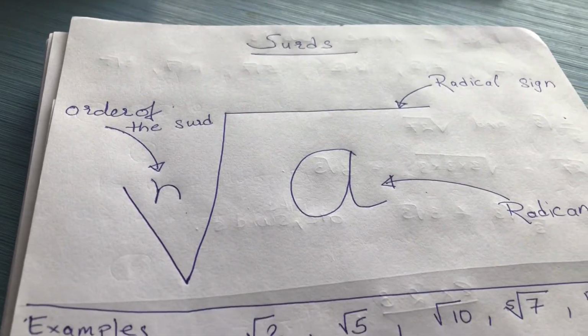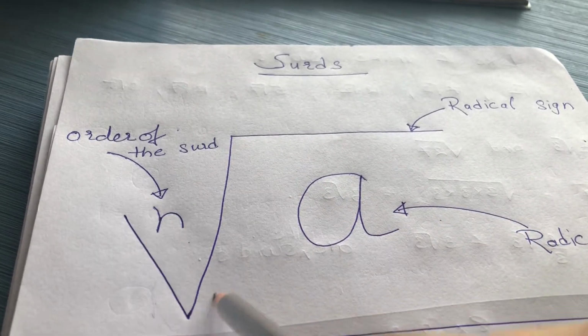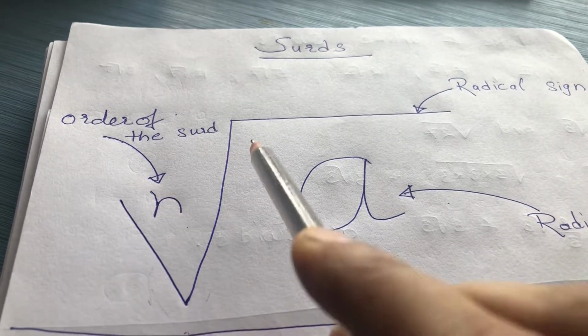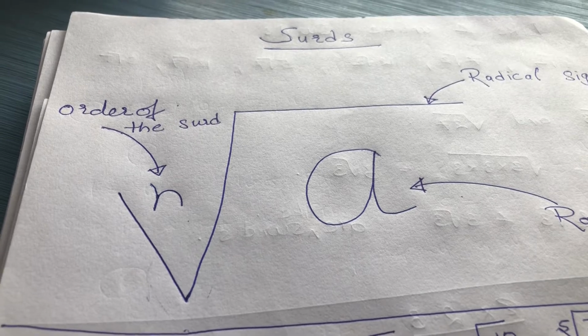So what are surds? This sign that we generally call the square root sign is known as the radical sign. Wherever this radical sign is coming, it is known as a surd. It is known as a surd, okay.